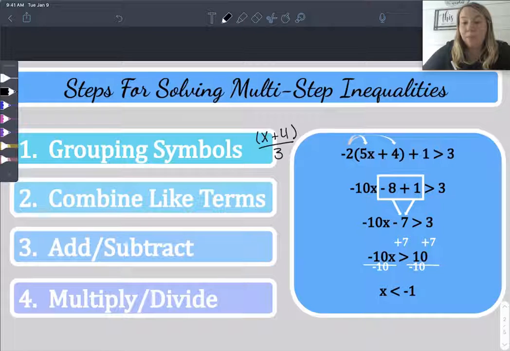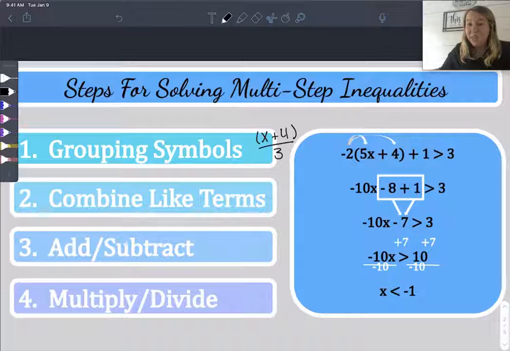For the second step, we are going to combine like terms. So if you notice, I have boxed the -8 and the 1. So we would have to combine those to get -7. Then we can add or subtract. In that example, I'm adding 7 on both sides. And then the last step would be to divide both sides by -10. I know it looks a little funny on my slideshow. I'm not quite sure what happened, but that's kind of how it downloaded onto my iPad. Then when we divide by -10 on both sides, we get the answer of -1.